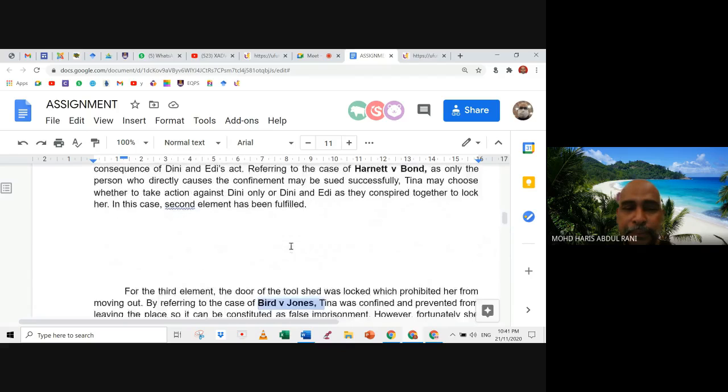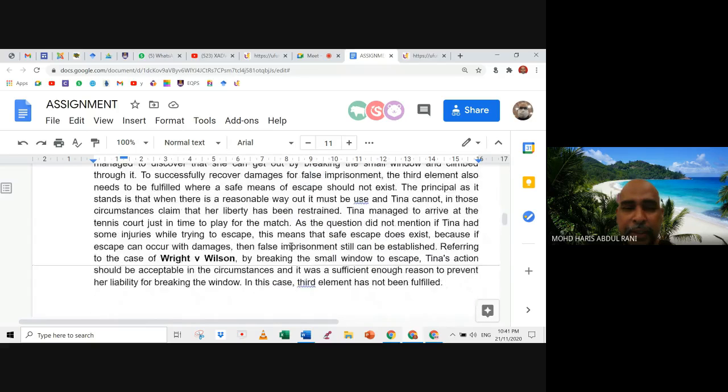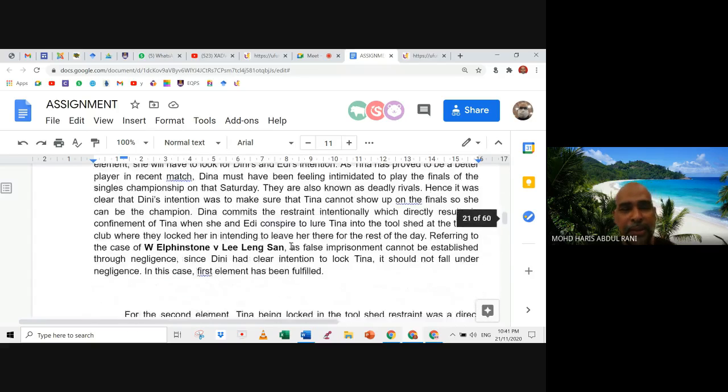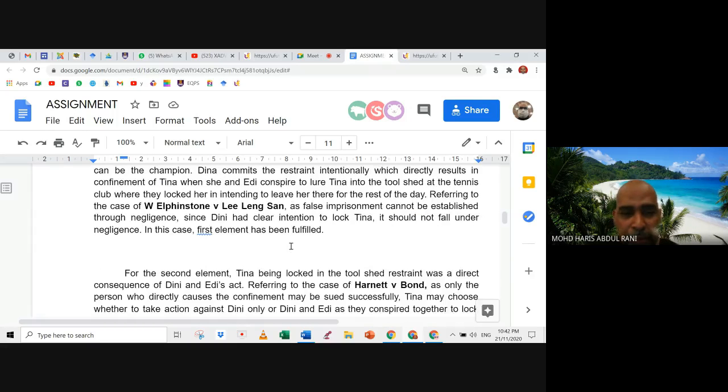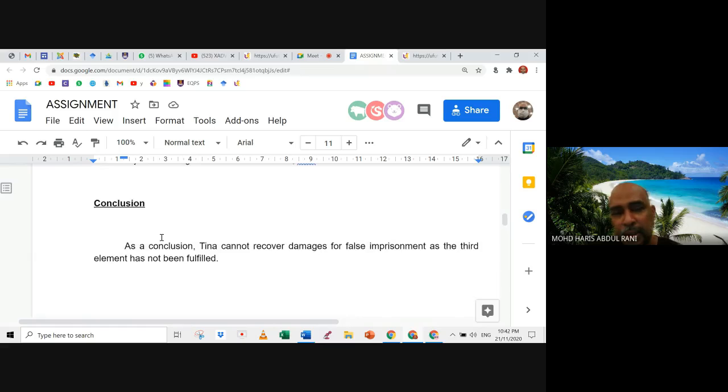Soalan? Okay. So bila you discuss, habis semua elemen tu, tiga-tiga tu dalam 3 paragraf ataupun dalam satu paragraf, tak kisah, you boleh letak tiga-tiga tu di the discussion, then you come to your conclusion. That's it. In concluding, Tina cannot recover the damages of false imprisonment as a third element has not been fulfilled. That's it. Simple kan?